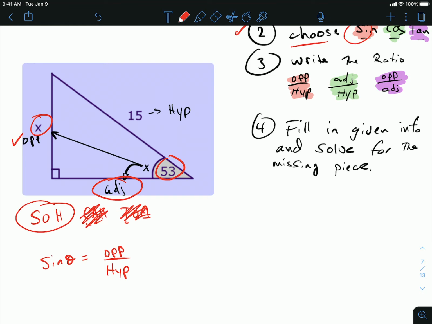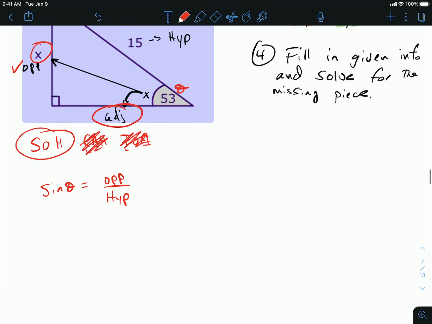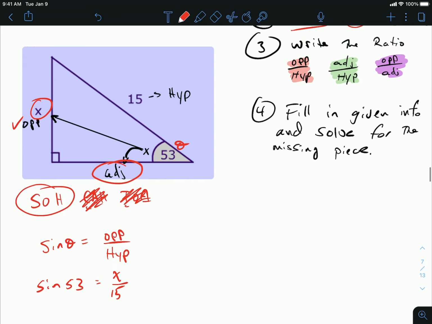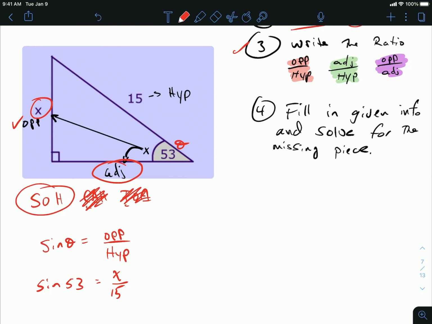Remember, this is theta. Theta is always in the corner, the angle. So you're going to say, okay, sine of 53 is equal to opposite, which is x, over the hypotenuse, which is 15. Solve for x now. We've now written the ratio. We're going to fill in the information given, and solve is the last piece.